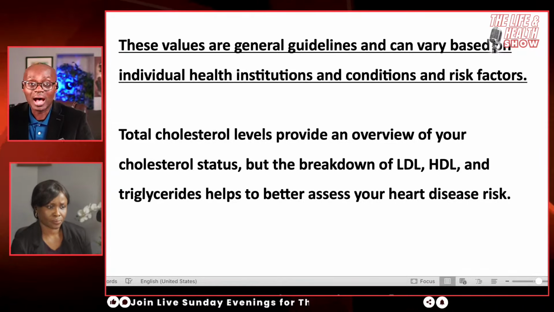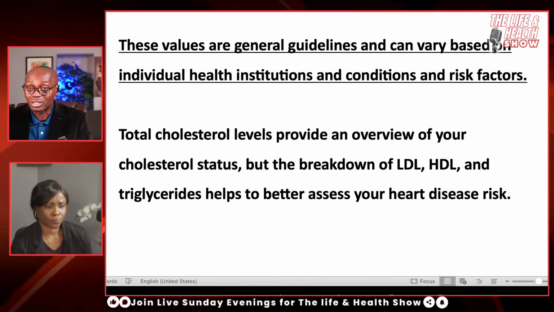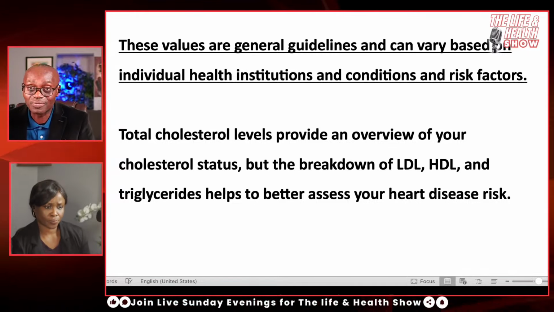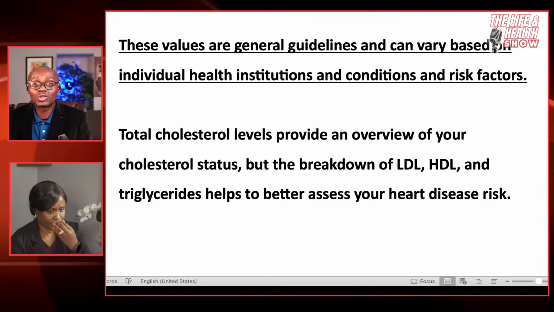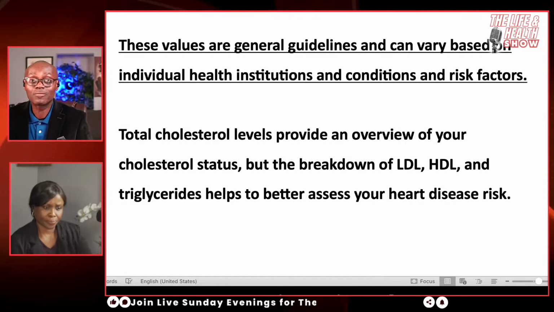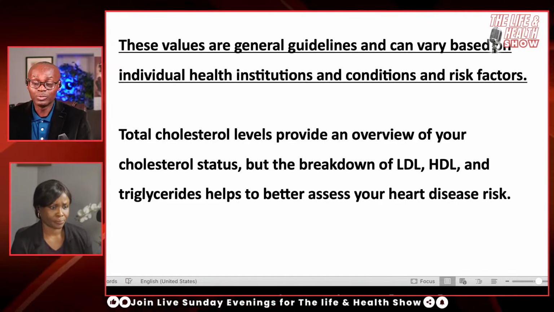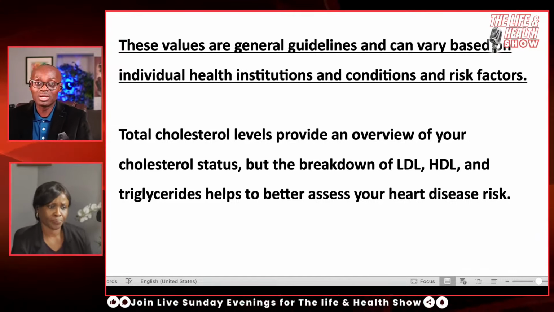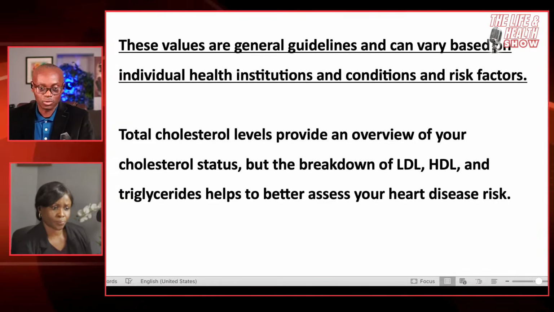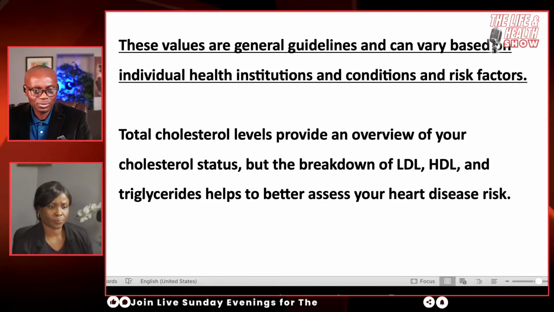And also based on your health institution, your doctors may follow different numbers. Whatever it is, just make sure that the goals they set for you are the ones you are following. We are just giving general terms, and the numbers may be different for some people.